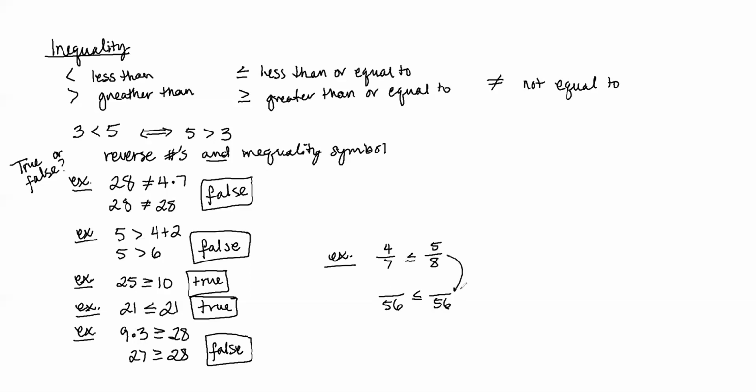This one on the right, we have to multiply that by 7, so we get 35. The one on the left has to be multiplied by 8, so we get 32. And now since the denominators are the same, we'll just look at the top numbers. 32 is less than 35, so this one is true.